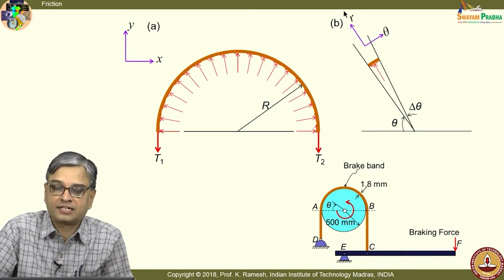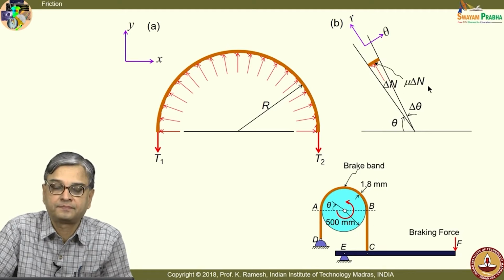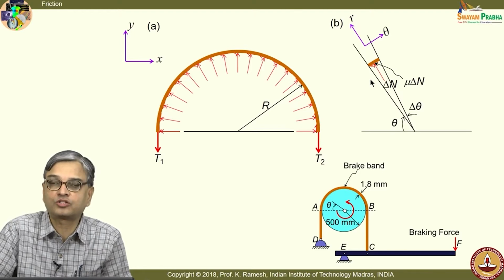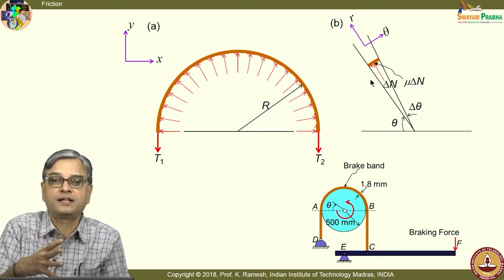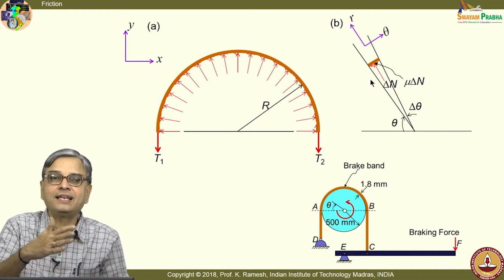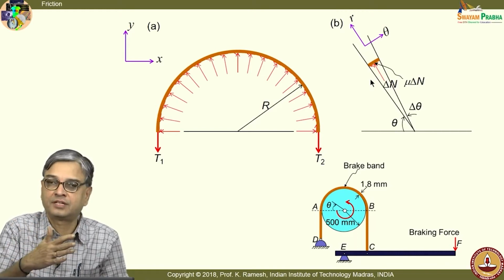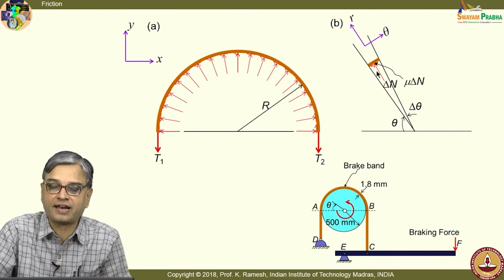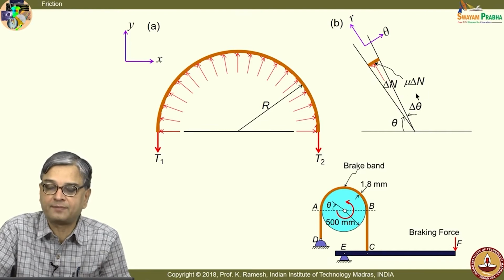So, I said that it is convenient to analyze it in a polar coordinate system. I have the r and theta axes shown like this, and the normal force is depicted as delta N. The motion is impending, because you want to stop the brake band and it is in the limiting condition. So, I can replace the frictional interaction conveniently as mu times delta N.